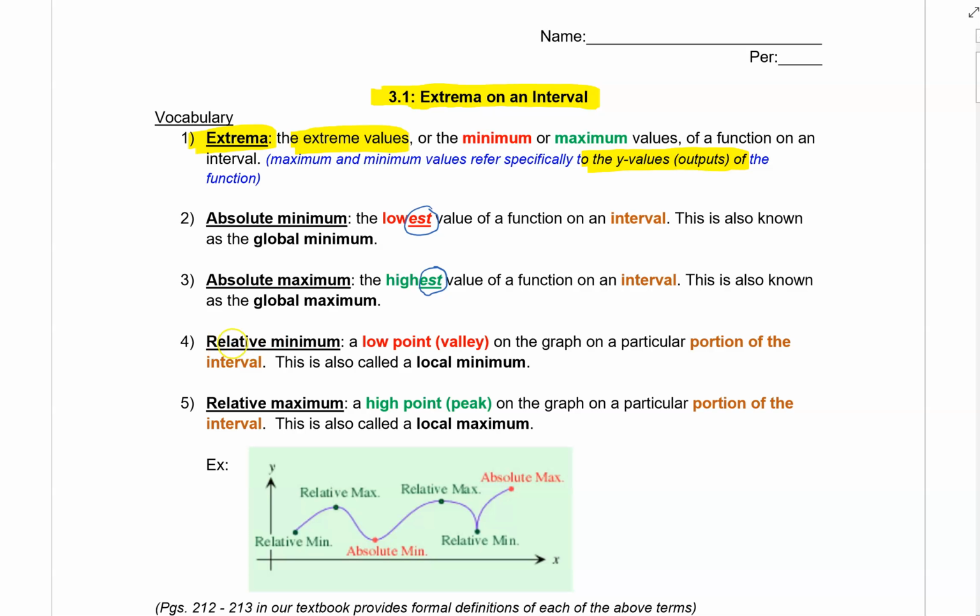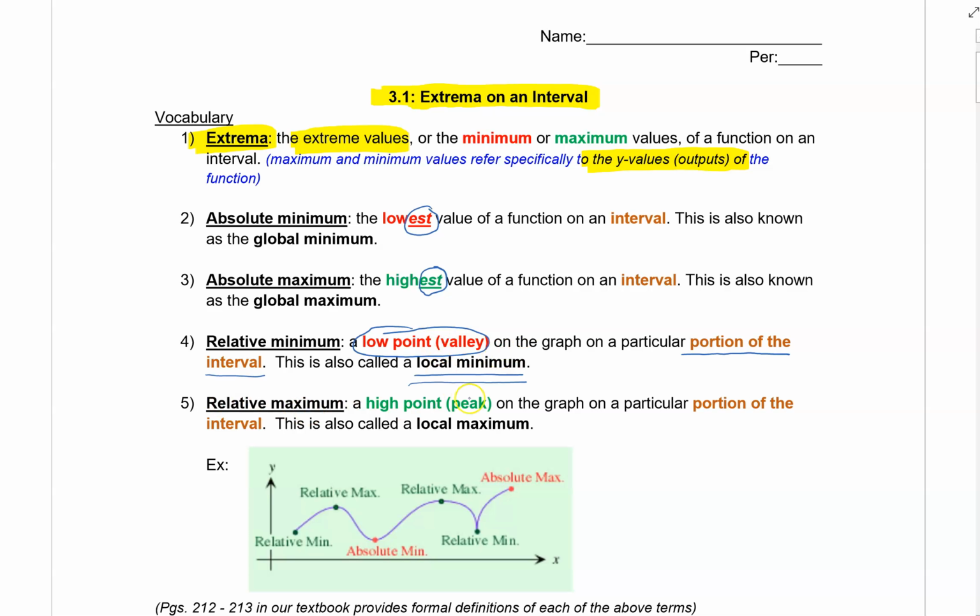What's a relative minimum? A relative minimum is when you're in a particular portion of the interval. So it's like a neighborhood, a really localized place on the graph. And at that point, the function hits like a valley, a low point on the graph. That's considered a local minimum. So it's not necessarily the lowest y value, but it is a low point on the graph relative to the other nearby points around it.